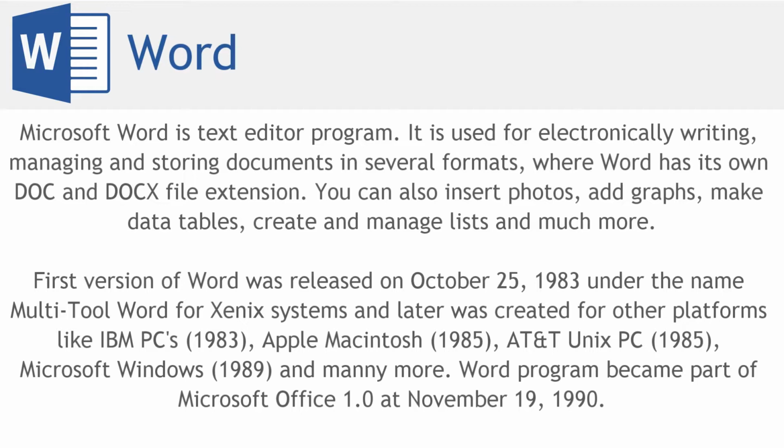The first version was released on October 25th, 1983 under the name Multi-Tool Word for Xenix systems. Later it was created for other platforms like IBM, Apple, AT&T, Microsoft Windows and many more. Word became part of Microsoft Office 1.1 on November 19th, 1990. If you want to read this text more thoroughly, just pause this video and continue when you want.